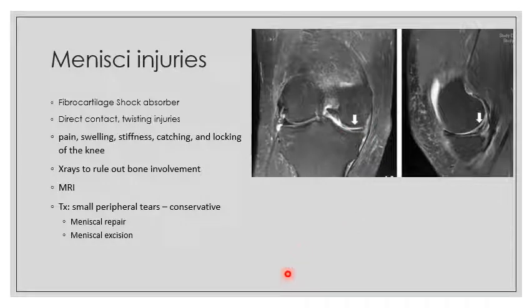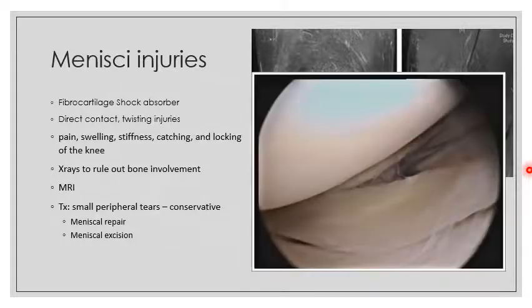So small peripheral tears, usually we just treat conservatively. But this time, if you can see this one, it's quite a large tear going across the whole meniscus. This one is crossing and lifting the meniscus actually off the edge. So this one you have to repair. In some cases, if it's too big, we do a meniscal excision.